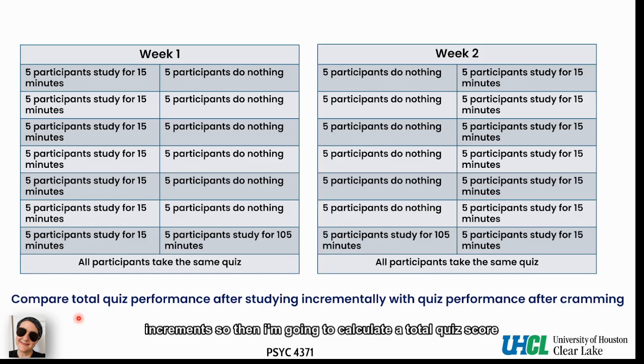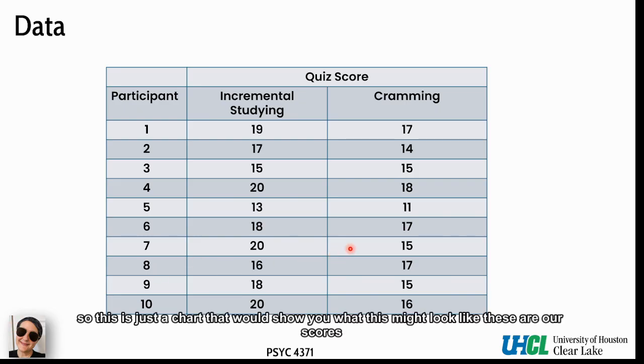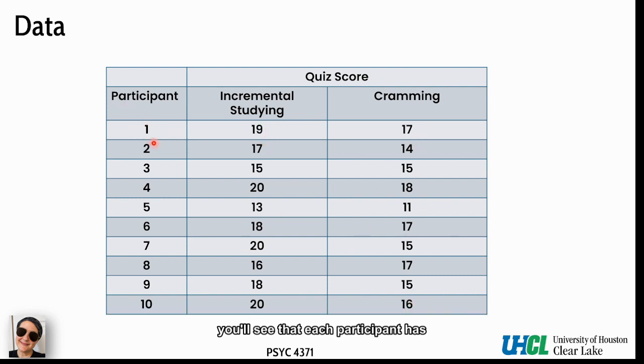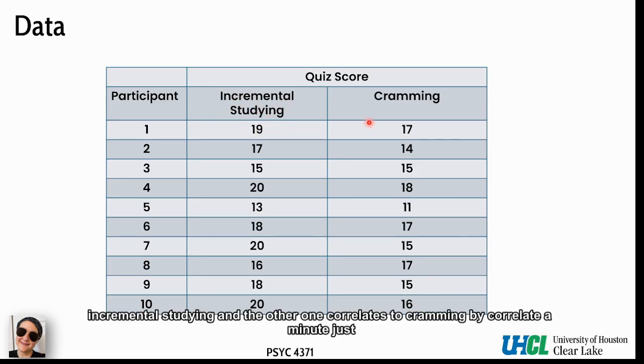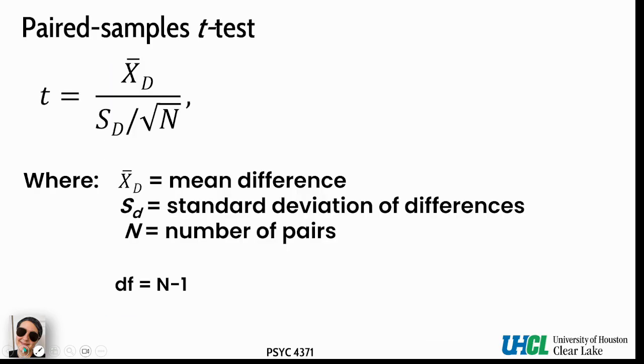So then I'm going to calculate a total quiz score for their quizzes. And I'm going to have a score for incremental studying and a score for after they cram. So this is just a chart that would show you what this might look like. These are our scores. You'll see that each participant has 2 scores. One score correlates to incremental studying and the other one correlates to cramming. By correlate, I mean it just corresponds to. It's not correlated with anything.